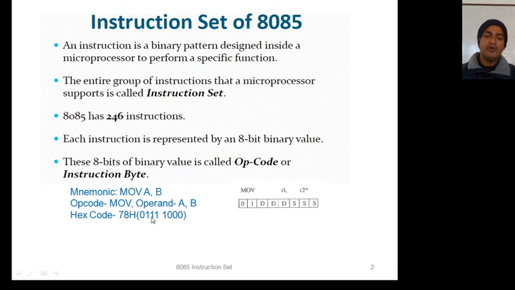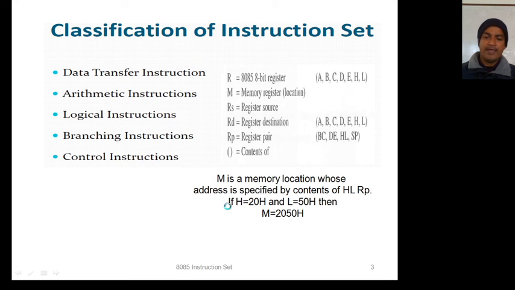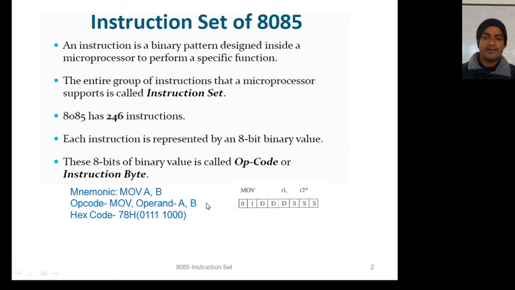binary pattern 0111 1000. Okay, this is your binary pattern. What is the significance of this, and how will you find out this opcode? For this, the opcode of MOV is 01, and the opcode of A, this is your destination register, is 111, and the opcode of B is 000. So the opcode will be 0111 1000. It means 78.